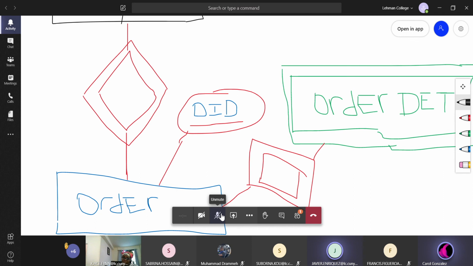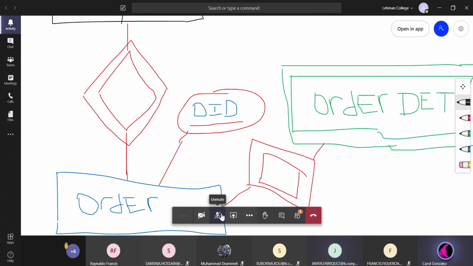Hey, Professor, did I miss something? Why are these identifying relationships? Why is it not a regular relationship? Because the order details does not exist without the orders table. So it's fully dependent on the parent, so it has to be identified. Because the order details cannot exist.